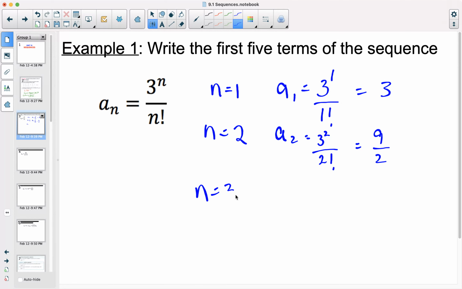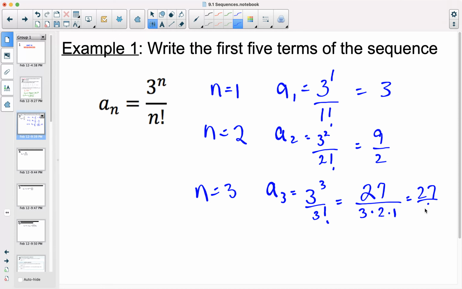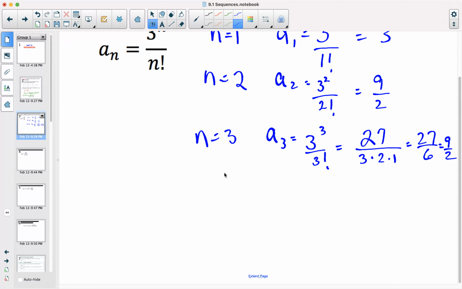And the third term, 3 to the third over 3 factorial. I probably should review with you factorial here because 3 to the third is 27. And when we talk 3 factorial, that means 3 times 2 times 1. So that's 27 over 6, which we can reduce to 9 over 2. Okay, I'm going to scroll down.